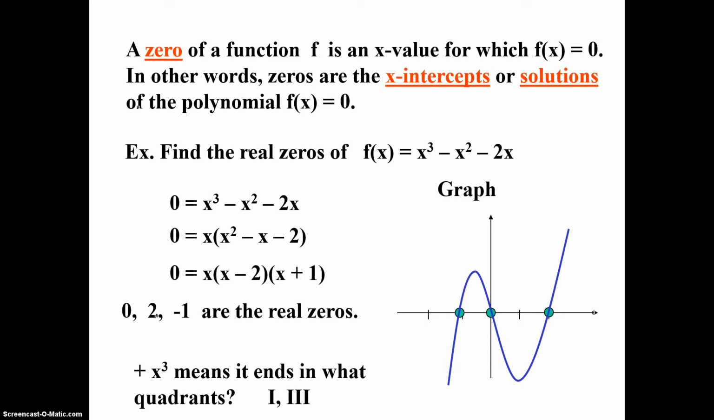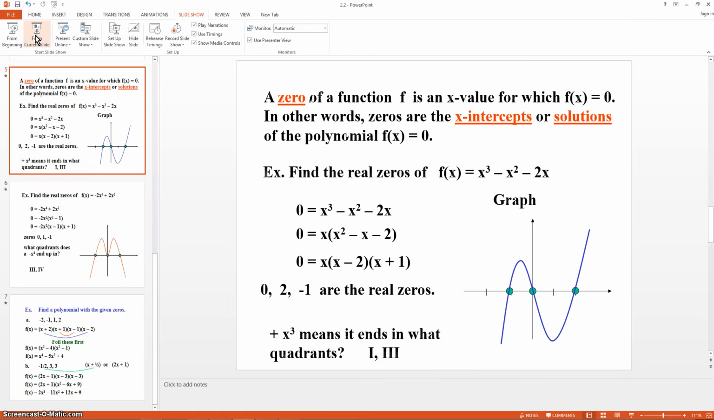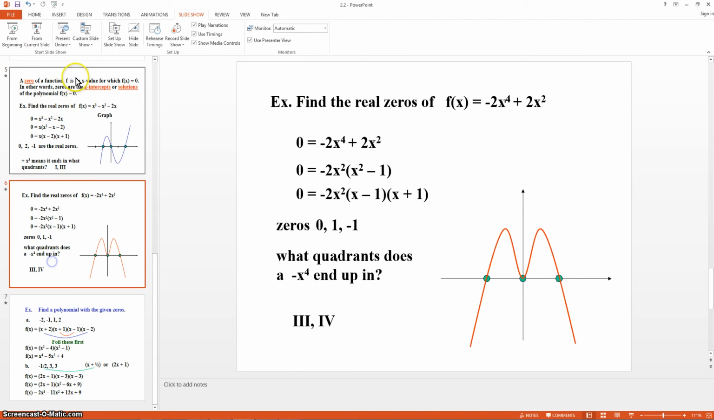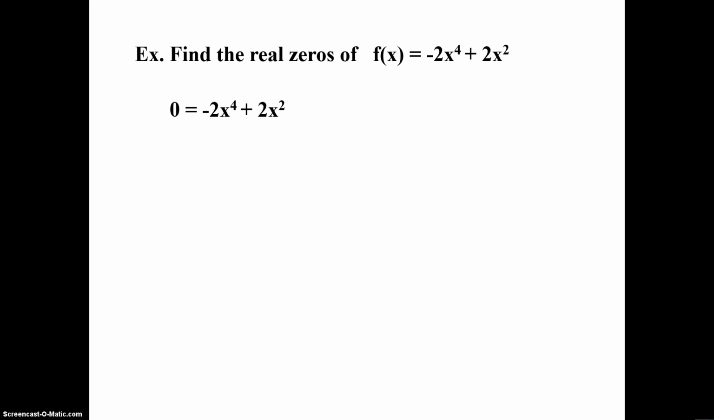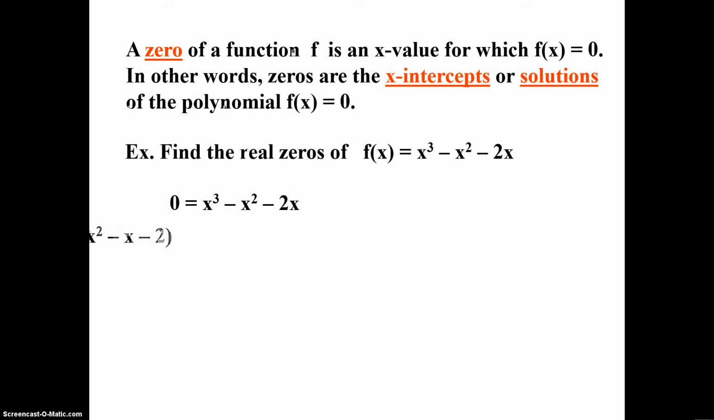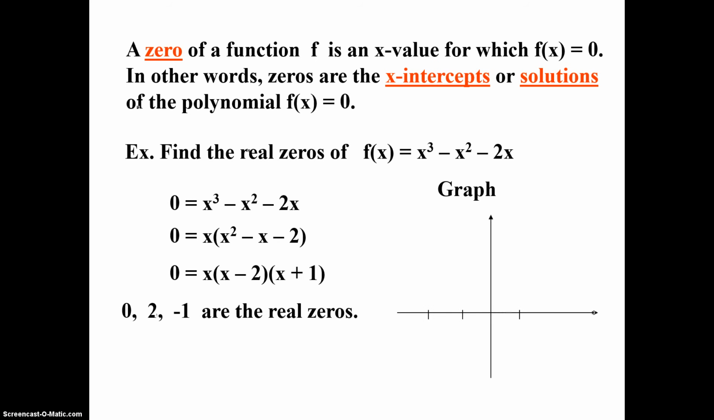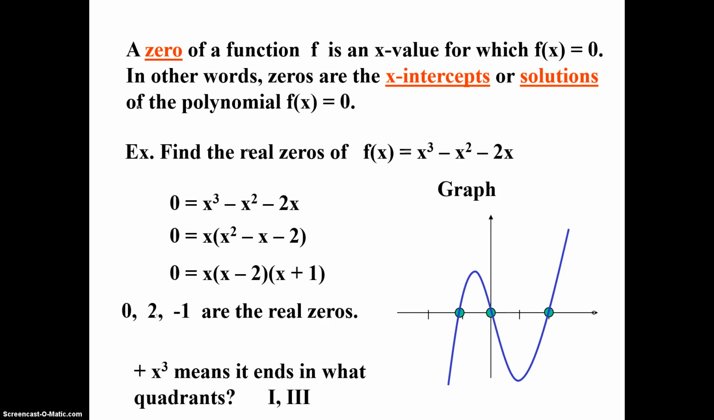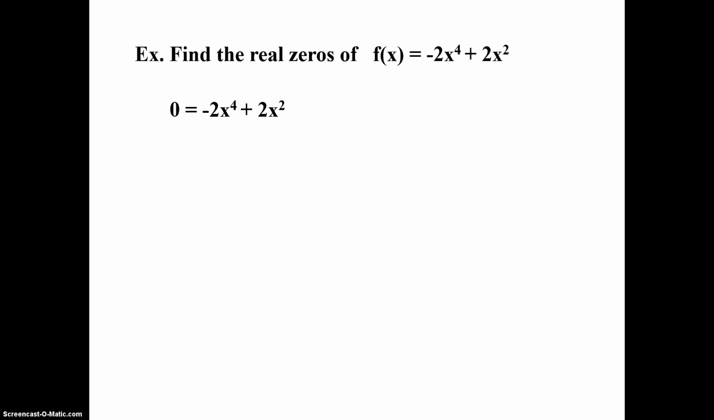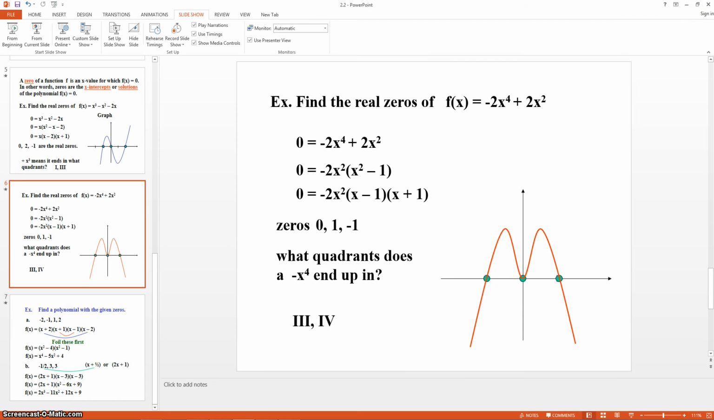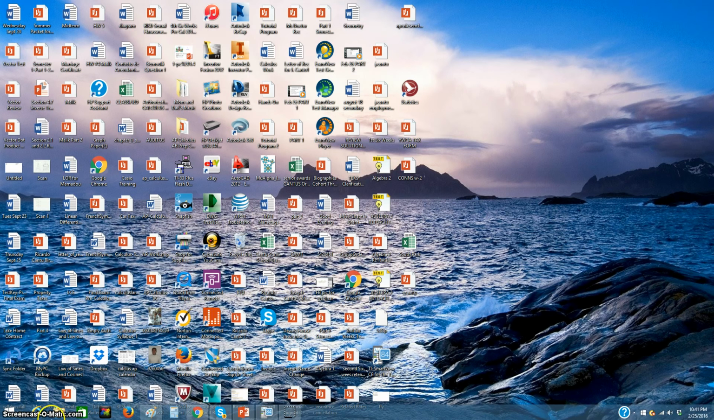All right, moving on to the next one. We have negative 2x to the fourth plus 2x squared. Find the real zeros. Negative 2x to the fourth plus 2x squared.